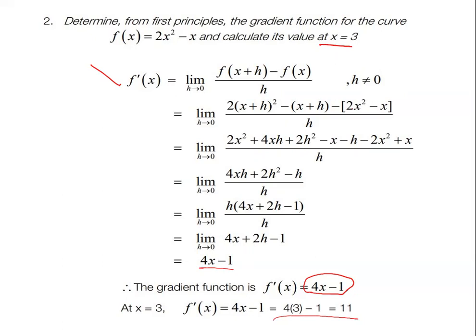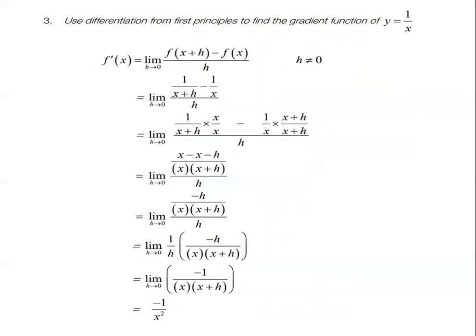Let's take another example. And this one is a little harder. Just the algebra is a little hard. So we want to find the gradient function of y equal 1 over x. Right? So here, to get this, you just have to put x plus h in the place of x there. f(x) is that, so we put it back there all over h.